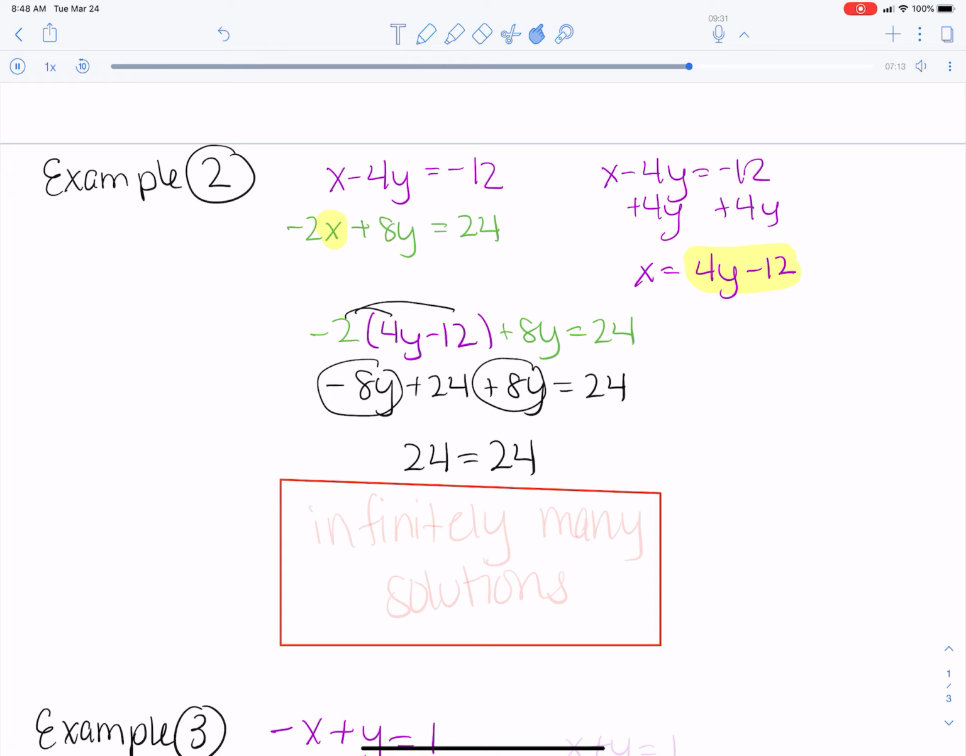So if you completely eliminate your variable and you get an answer that equals itself, well then we have infinitely many solutions.